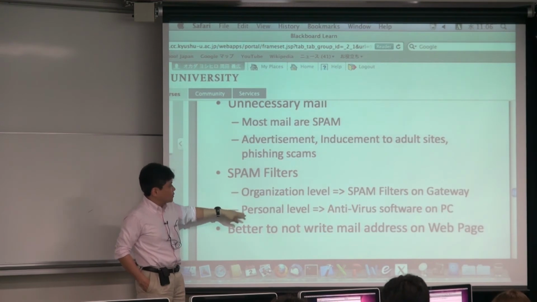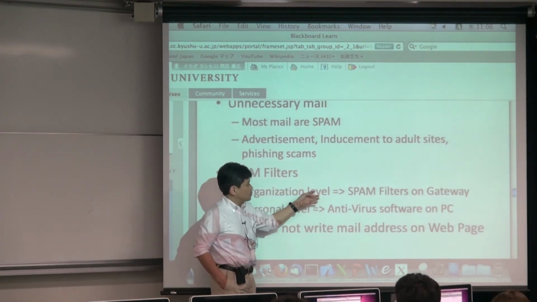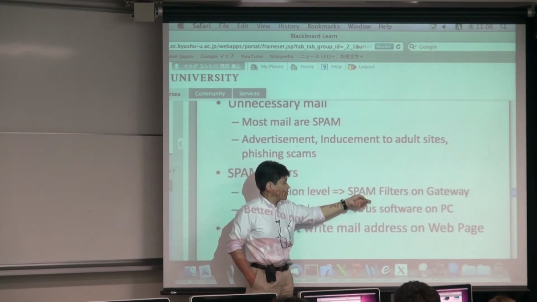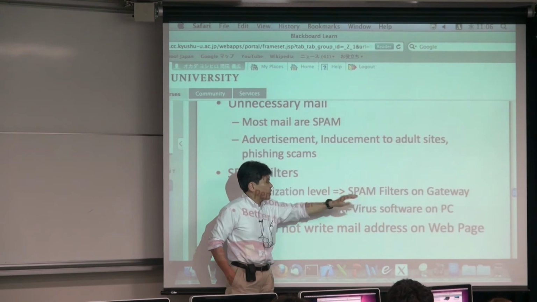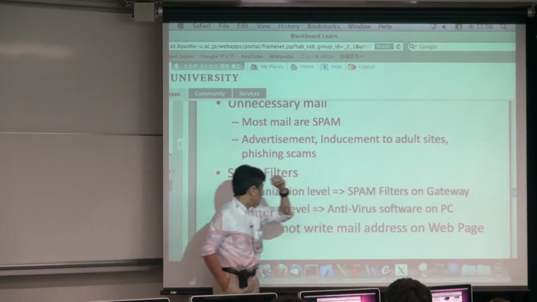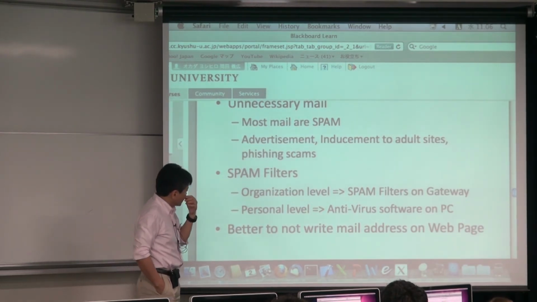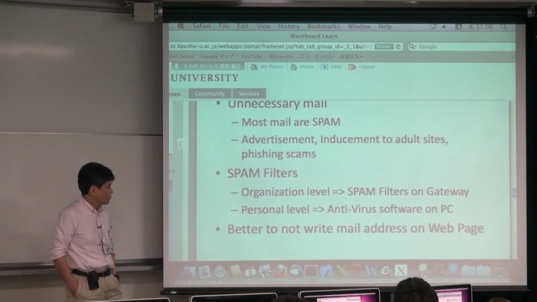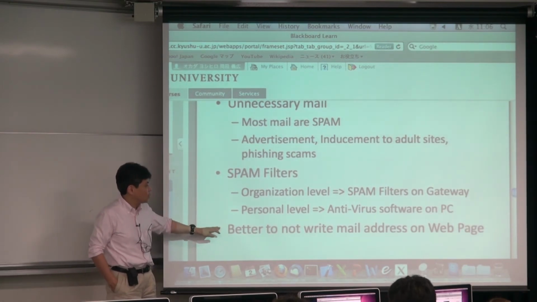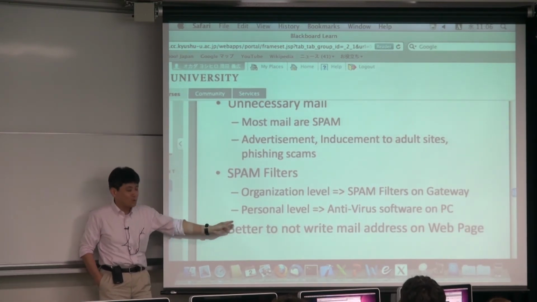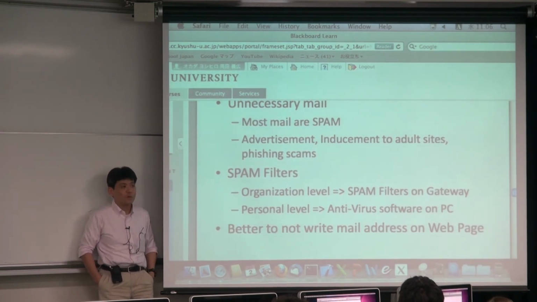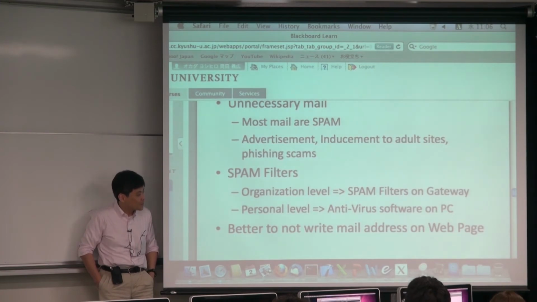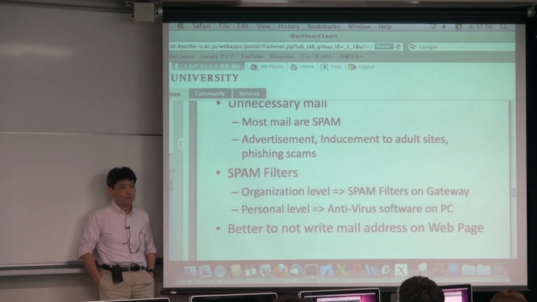So, organization level or personal level. As I explained, organization level means the mail server. Such functionality is installed on the mail server or, as shown here, gateways. And personal level is antivirus software. This is also very important. It is better not to write your mail address on web pages, because many people can see a web page. They can find your mail address.